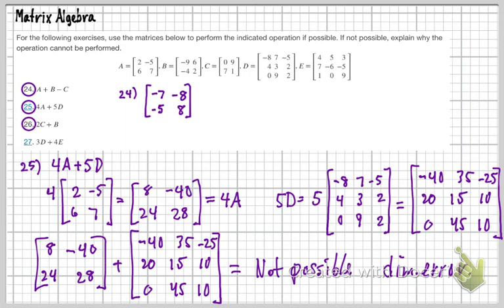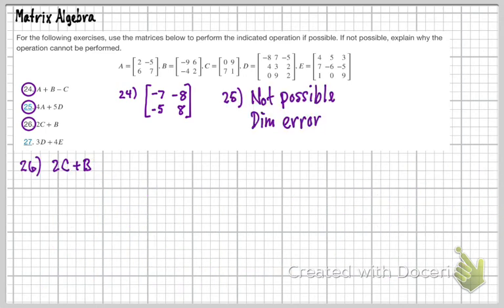So then for the third one, which is 26, I wrote 26 for the first one, and it was supposed to be 24. But anyways, for the real 26, I'm going to write my 2 down here. So I'm going to do my 2C first. So 2, and then C is 0, 9, 7, 1. And then it's going to be plus my B here, which is negative 9, 6, negative 4, and 2. Let me fix my 6 there. Okay, that looks a little better.